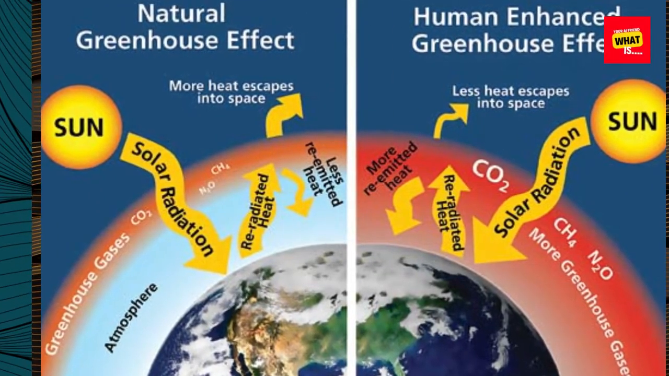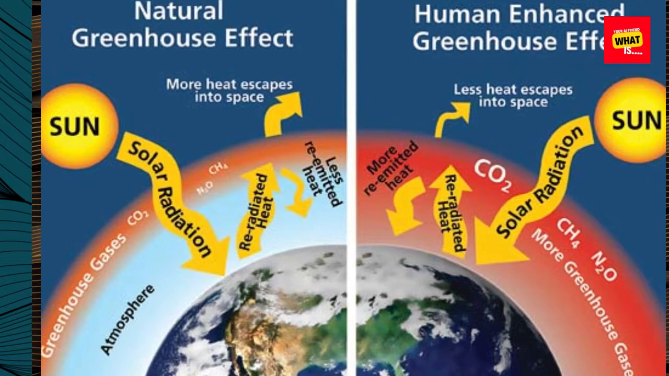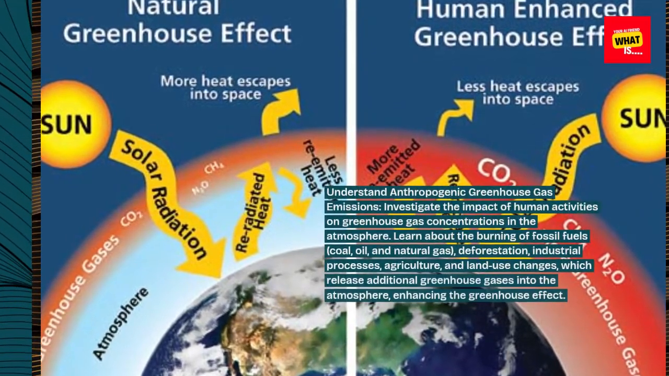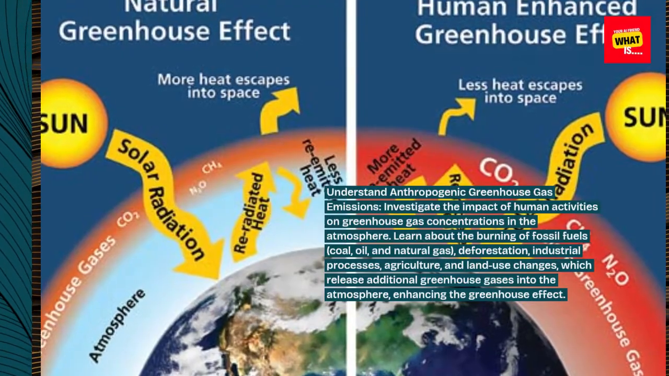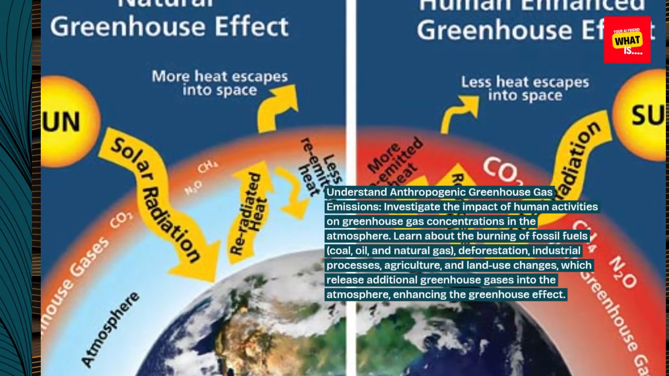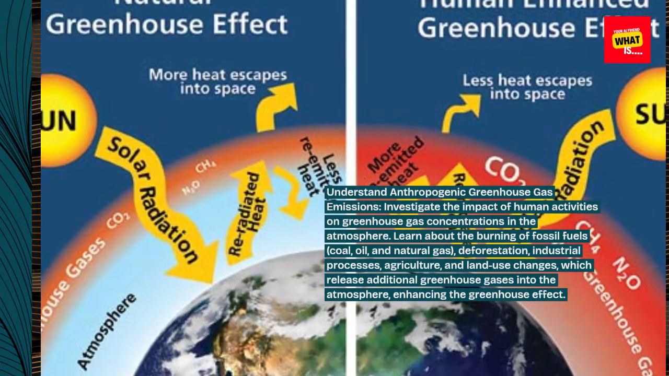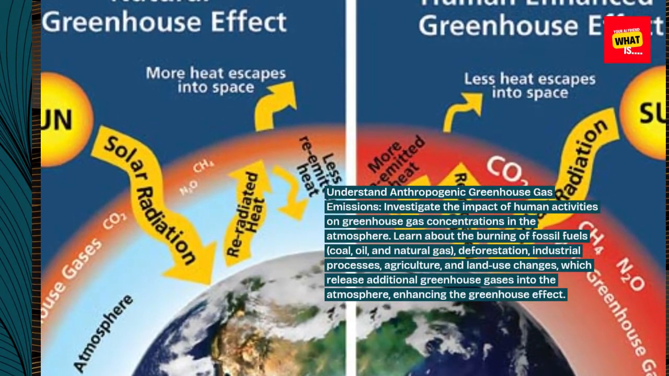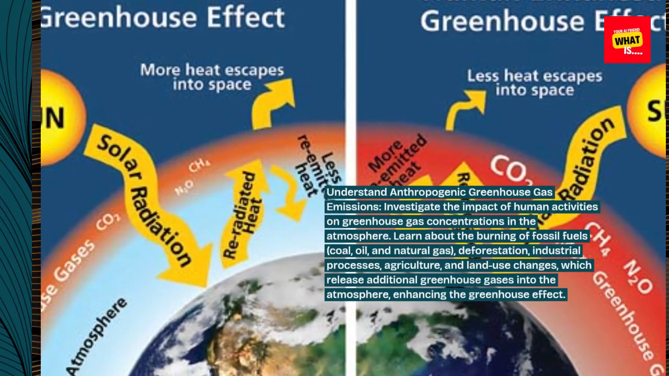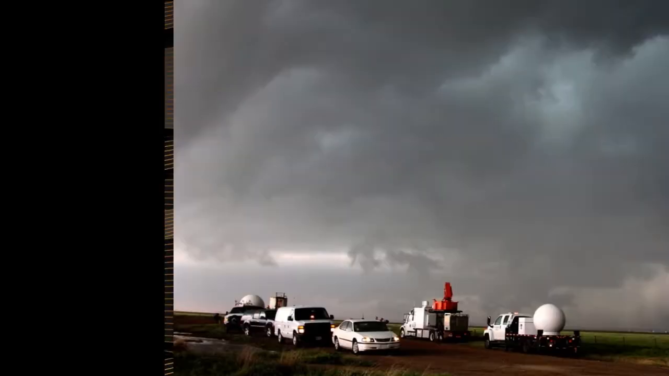Understand anthropogenic greenhouse gas emissions. Investigate the impact of human activities on greenhouse gas concentrations in the atmosphere. Learn about the burning of fossil fuels, coal, oil, and natural gas, deforestation, industrial processes, agriculture, and land use changes, which release additional greenhouse gases into the atmosphere, enhancing the greenhouse effect.